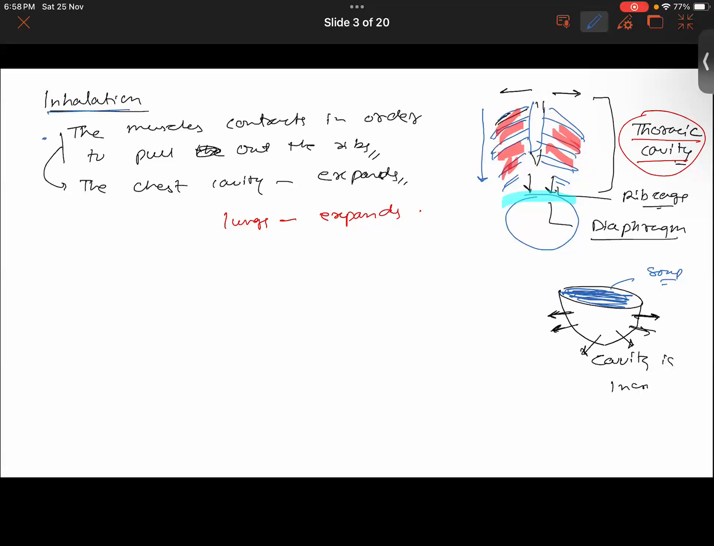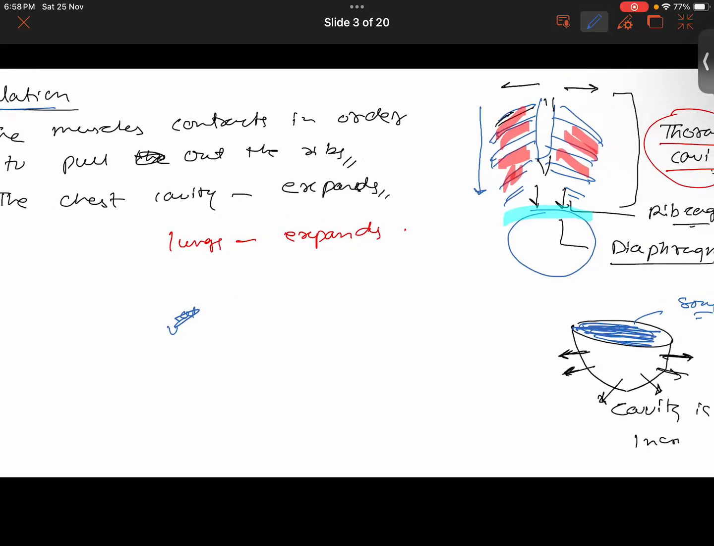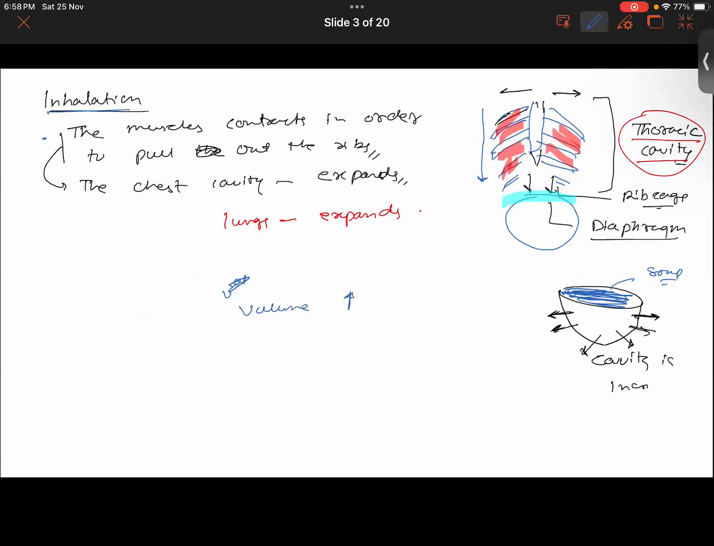So understand this thing: volume has increased. Due to this, you know what will happen? Pressure will decrease. Sir, if volume increases, pressure decreases. Exactly. So there is lesser pressure in the lungs. So thereby we know that air moves from a high pressure to a low pressure region.